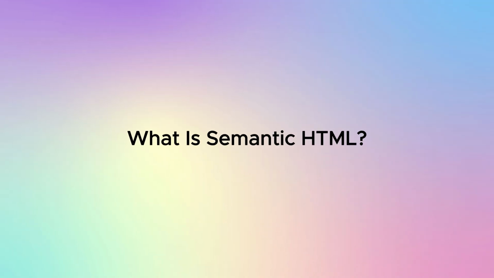Now, what exactly is semantic HTML? It is the practice of using HTML tags that describe the purpose of the content. Instead of using generic div or span tags for everything, you use meaningful elements like header, nav, main, or footer to define your page structure. It's like giving your web page a clear and logical roadmap.